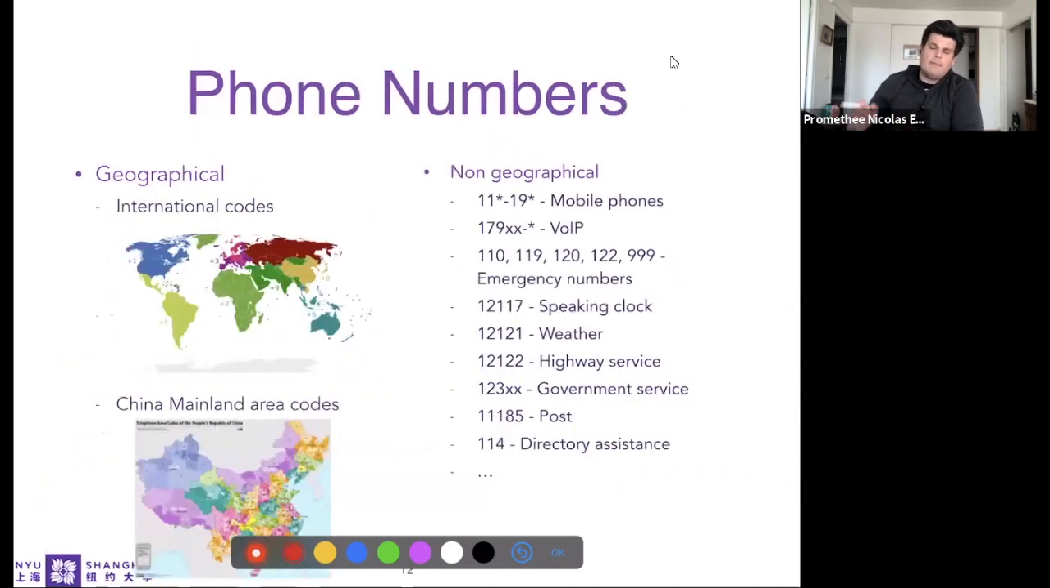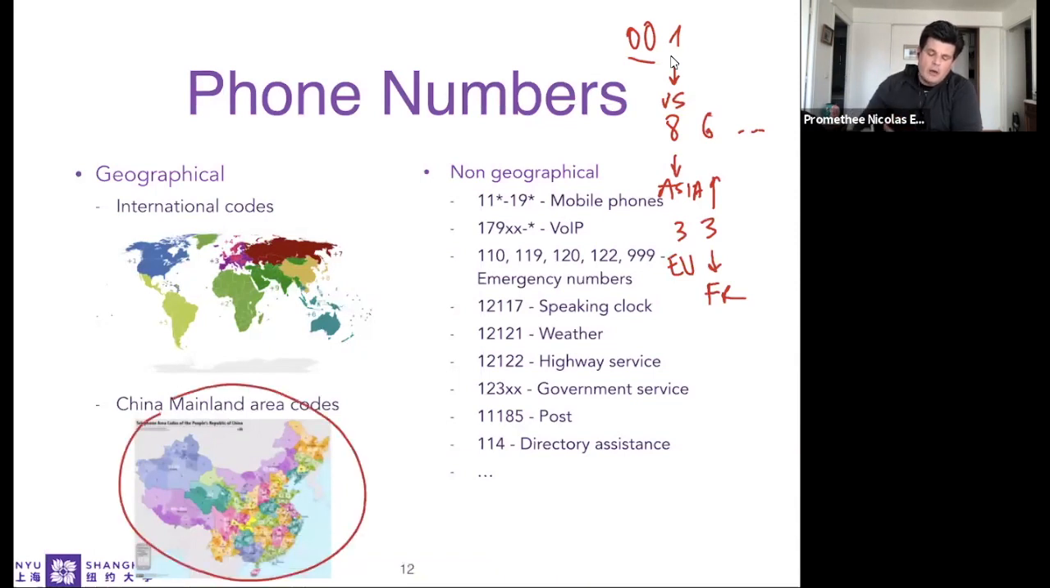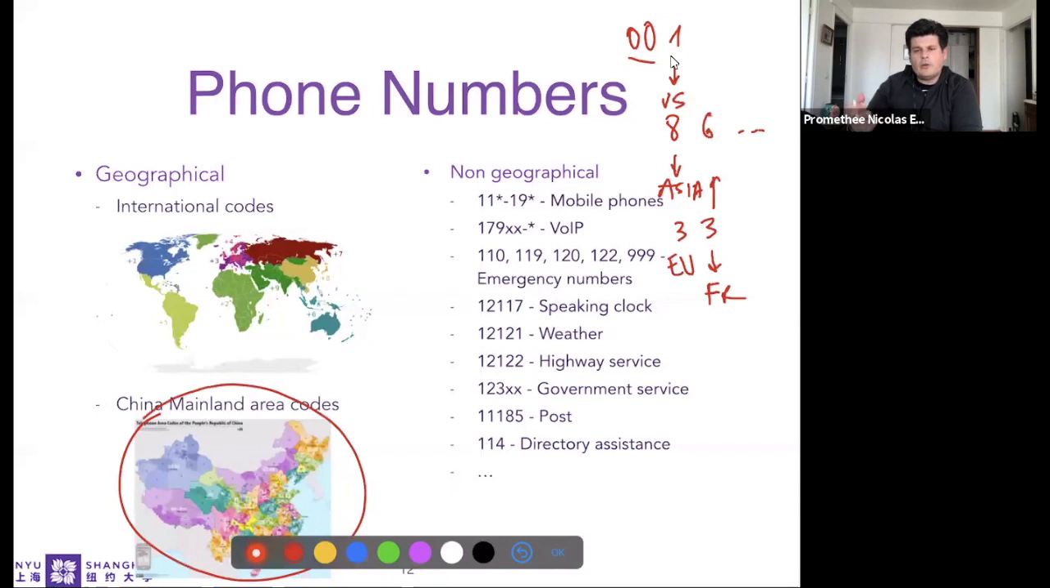The same goes with phone numbers, and I'm not talking about mobile phone numbers. When I make a call, the number starts with 00, then if it's 1, this is the US. If it's 8, this is Asia. If I have a 3, this is Europe. And if you have another 3, this is France, right? So even phone numbers have been allocated in such a way that they follow how countries are organized together and how within the countries I may have different areas. For China, you have different areas, and the phone numbers start with a specific number after the 86 that indicates which city or province you are in.